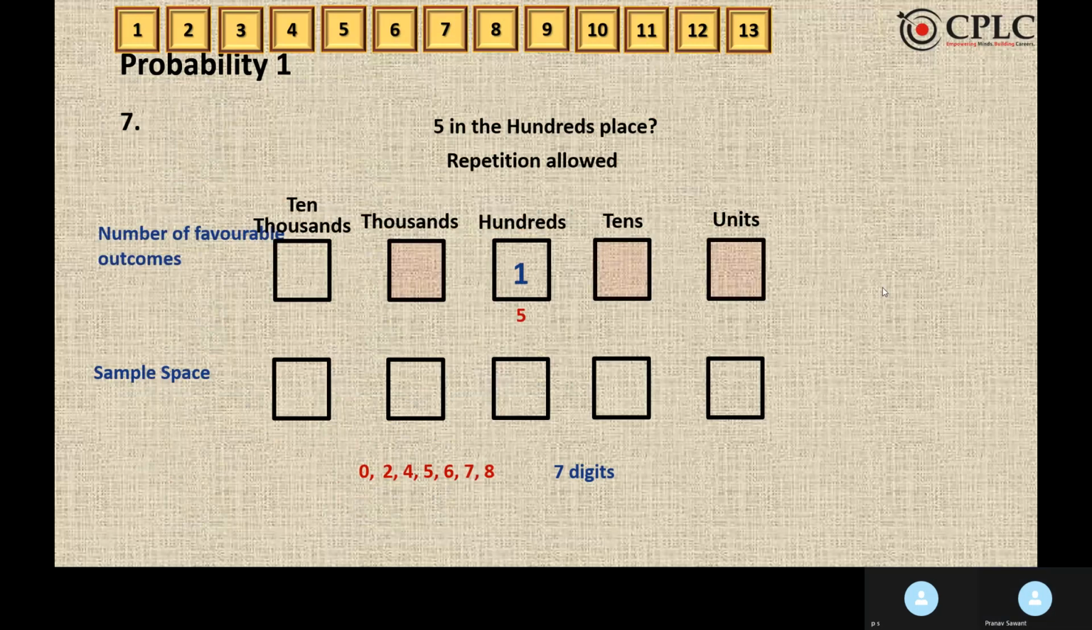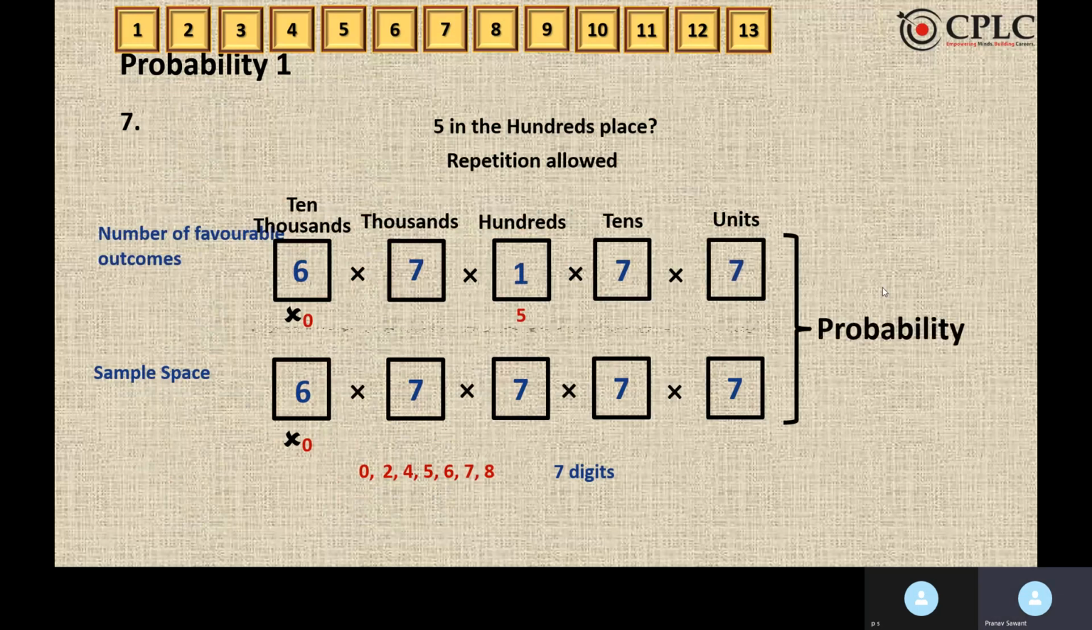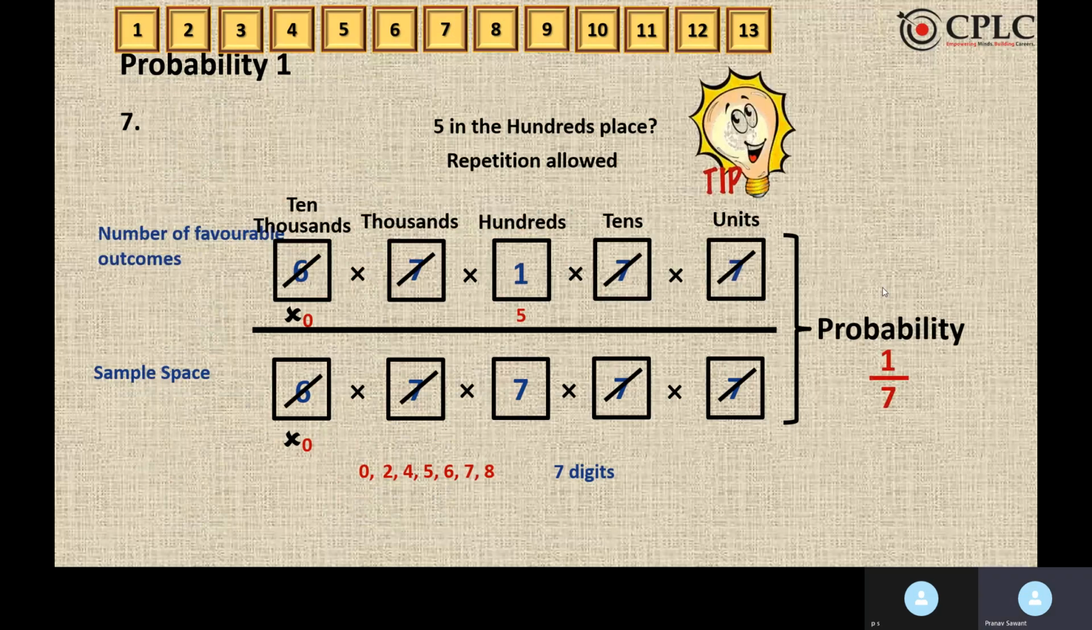For thousands, repetition is allowed, so 7 possibilities. For tens, 7 possibilities. For units, 7 possibilities. But for ten-thousands, we have to consider 6 possibilities as 0 can't come. It's a 5-digit number, so 0 can't come, so 6 possibilities. In the sample space, again, it is going to be 7, 7, 7, 7, and 6, as the digits can repeat. Now we eliminate all the common terms and we are left with 1 by 7. So 1 by 7 is the answer.